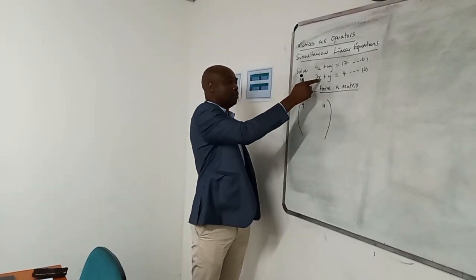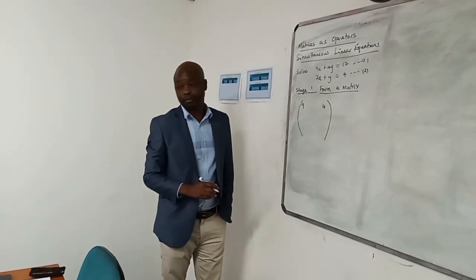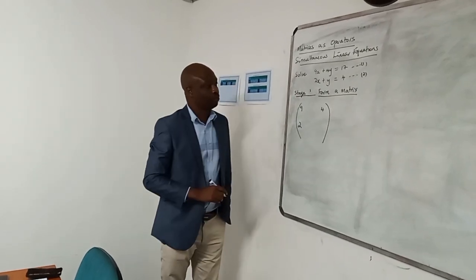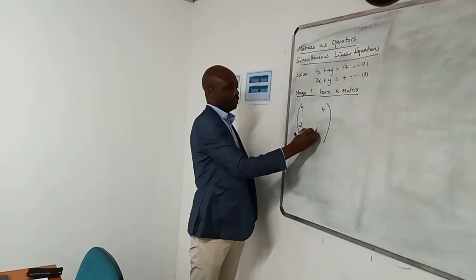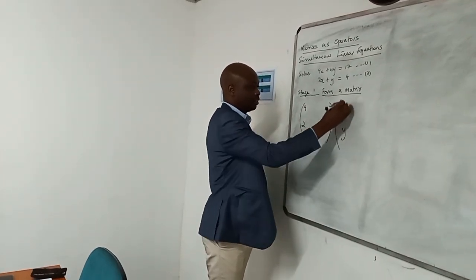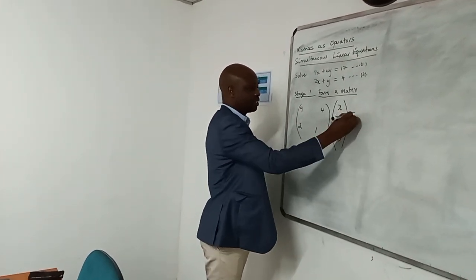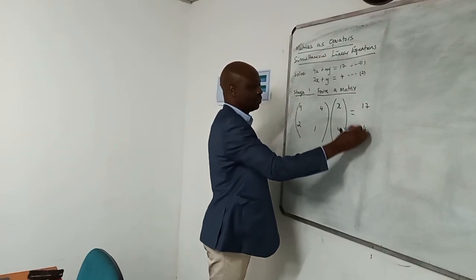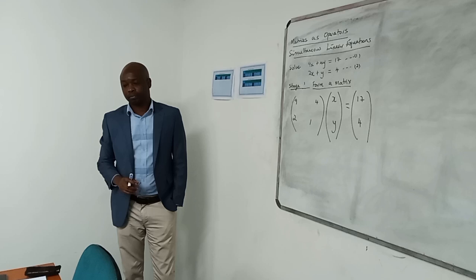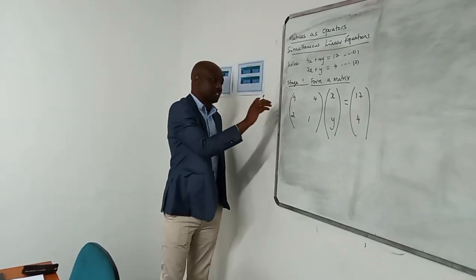Then the coefficient of x from our second equation? 2, so we write 2 here. The coefficient of y? 1. And what are we dealing with? We are dealing with x and y, to get 17 and 4. So now we have matrices there. So this is our first stage.